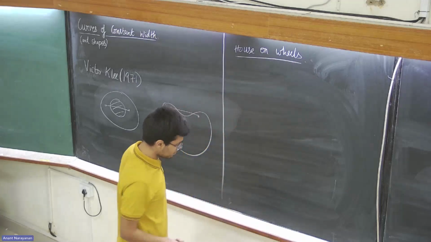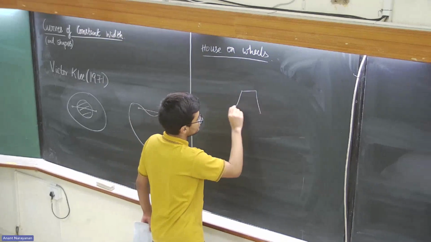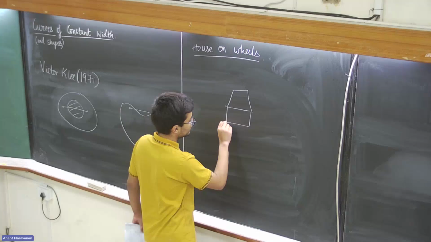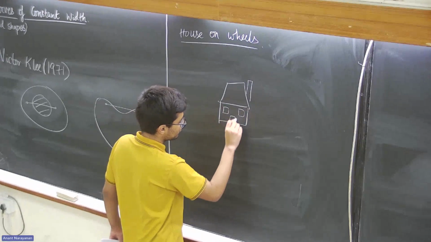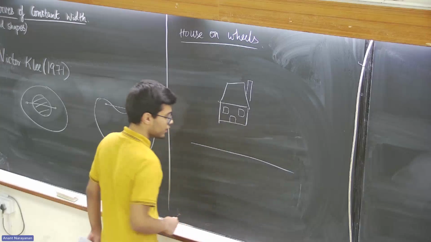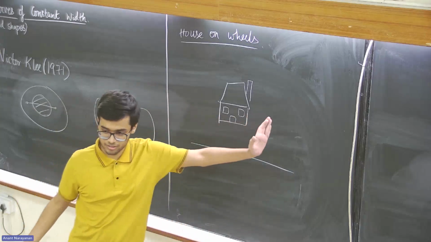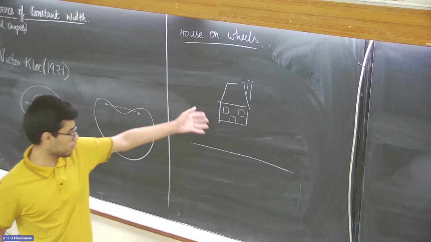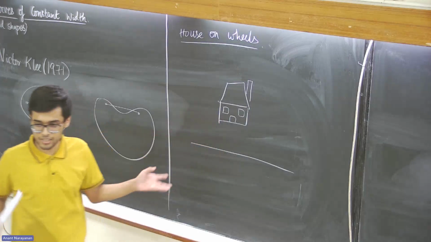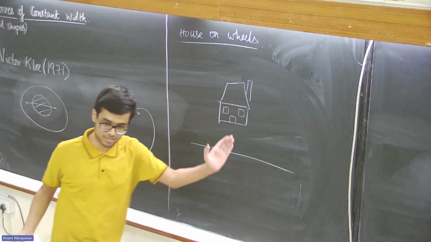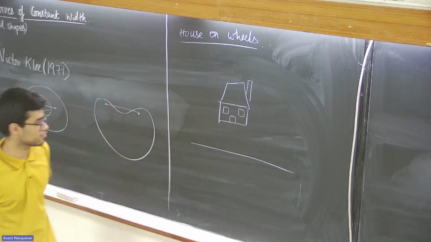The problem is very simple to state. When I'm drawing it, it's an ugly-looking house, but, well, a nice-looking house. You have this house, you have this surface here. Now you want to slide this house along this surface, and you want wheels here basically, and you want to know what cross section of these wheels will work, to allow this smooth movement of this house along this surface.